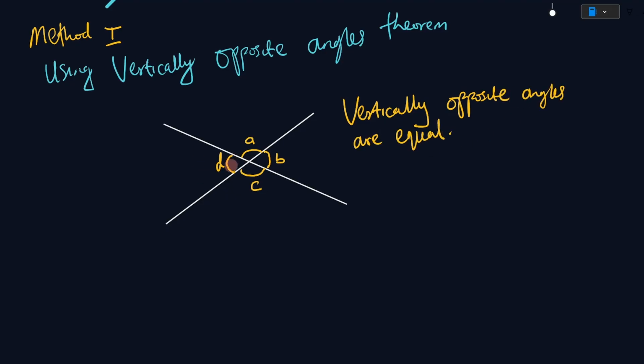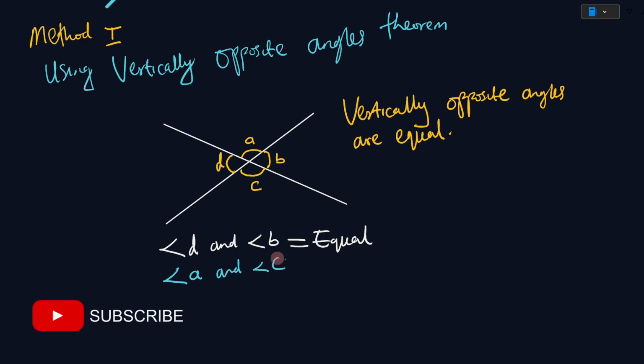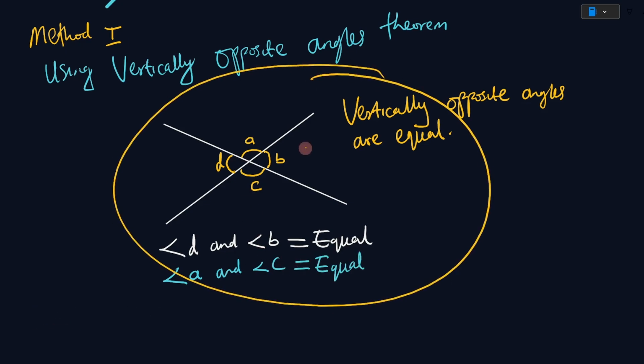This theorem states that vertically opposite angles are equal. Now, in this, which angles are vertically opposite? Angle D and angle B are vertically opposite, therefore they are equal. Angle C and angle A are also vertically opposite, therefore they are also equal. We will apply this theorem in our main question.